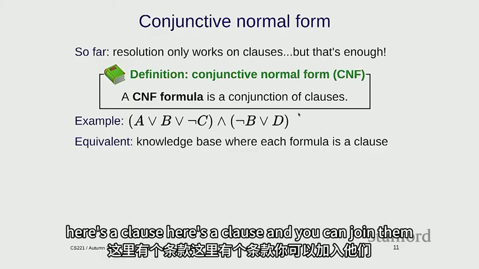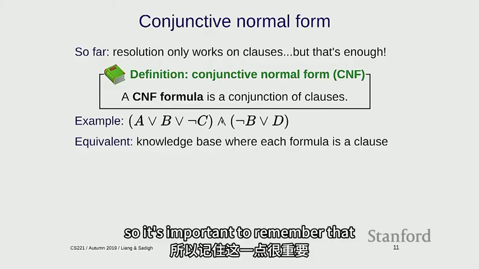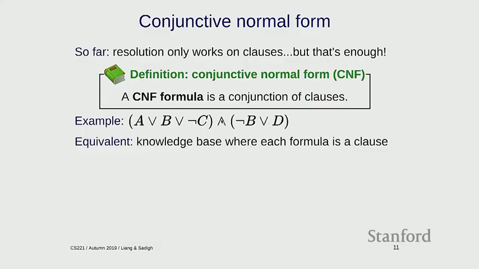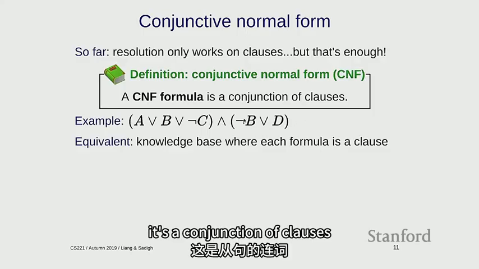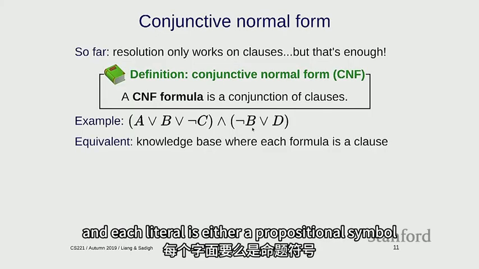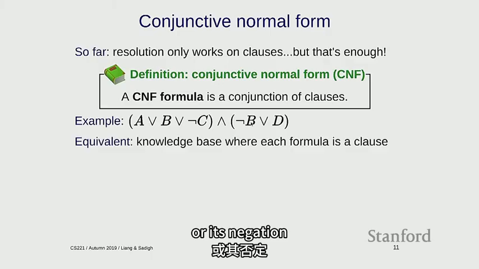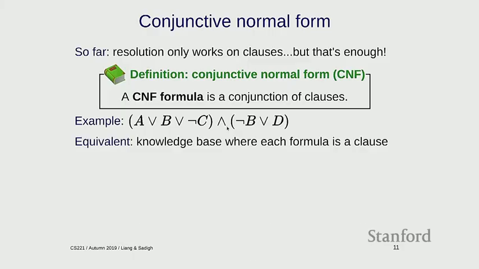Here's a clause, and you can join them. So it's important to remember that. So just to refresh, this is a CNF formula. It's a conjunction of clauses. Each clause is a disjunction of literals, and each literal is either a propositional symbol or its negation. Okay, so or is on the inside, and is on the outside.